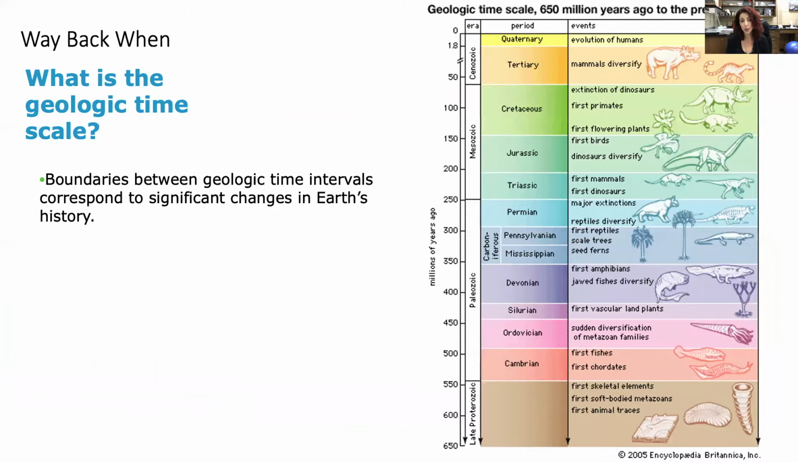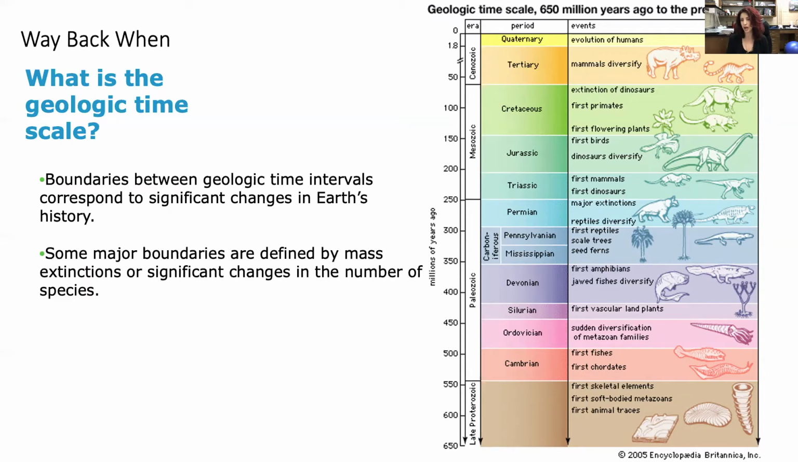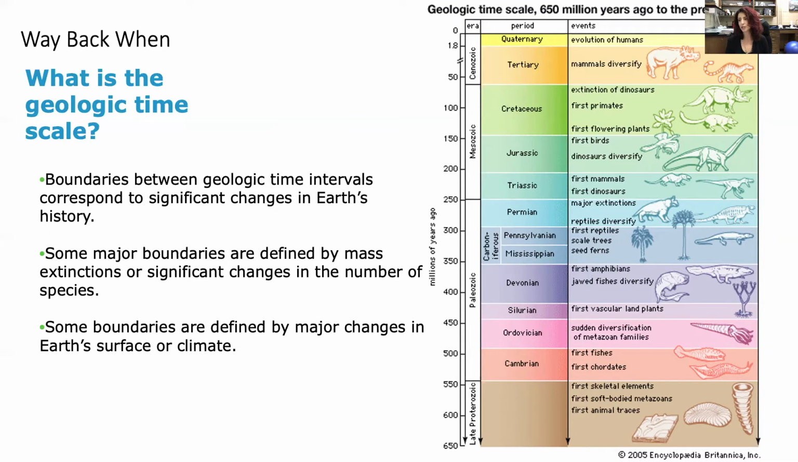There are boundaries between geological time intervals that correspond to significant changes in Earth's history. This makes it easy for us to decide what is Cambrian versus Precambrian, Tertiary versus Cretaceous. And most of this evidence comes from fossils. So we rely heavily on the fossil record to determine these different intervals of geological time. And some major boundaries are defined by those mass extinctions that I was talking about, or significant changes in the number of species. Some boundaries are defined by major changes in Earth's surface or climate.